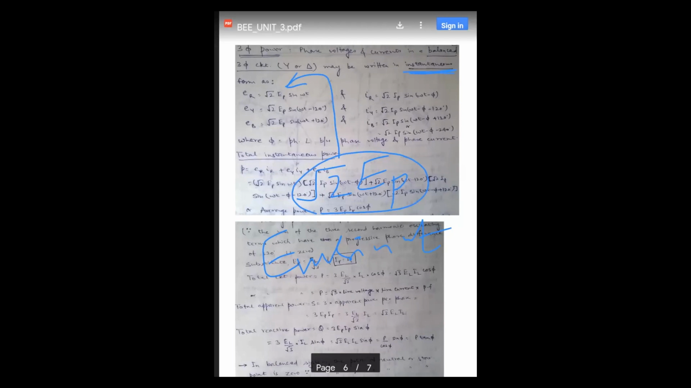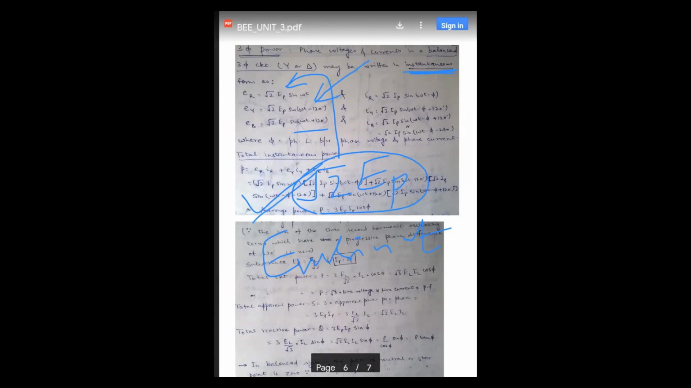Okay, so since these three phases differ from each other by 120 degrees, but the magnitude remains the same. This is the maximum value or the amplitude, and it remains the same; the only difference will be the phase difference. So EY is equal to root 2 EP sin omega t minus 120. Similarly, it becomes minus 240 degrees or plus 120 degrees. It is all the same.